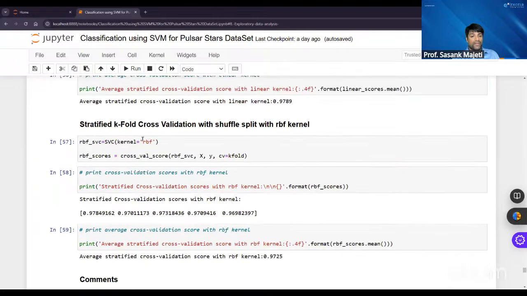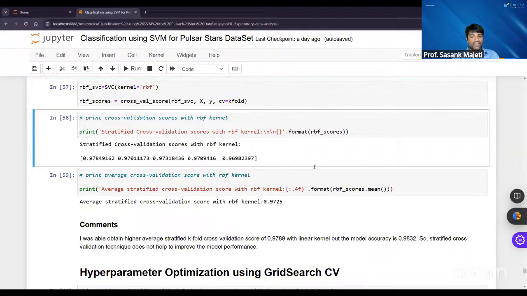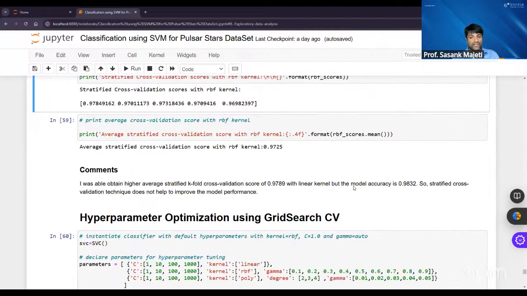The same thing we are applying for the RBF kernel, which is the radial basis function. We are going to give the validations as 5, and we are going to take the average again of all the cross validations. So that is the other thing we have done.